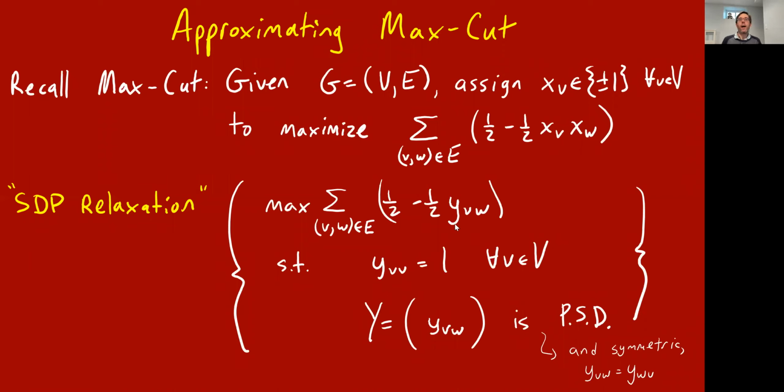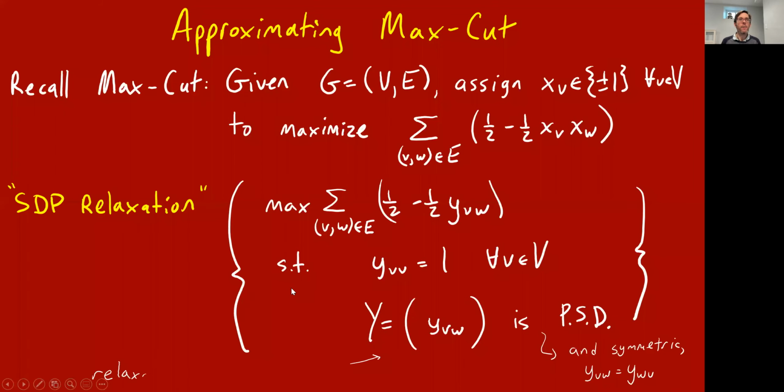Okay, so YVW is supposed to stand for XV times XW, which is this quantity up here. And so we have a linear objective function involving the variables YVW. And since XV and XW are supposed to both be plus or minus 1, XV times XV should always be 1. So we can put this as a linear constraint, YVV equals 1. And also XV times XW is the same as XW times XV, so we can put the constraint that YVW equals YWV. I just wrote that down here, because the main constraint we had was that Y is a positive semi-definite matrix, which we talked about last time.